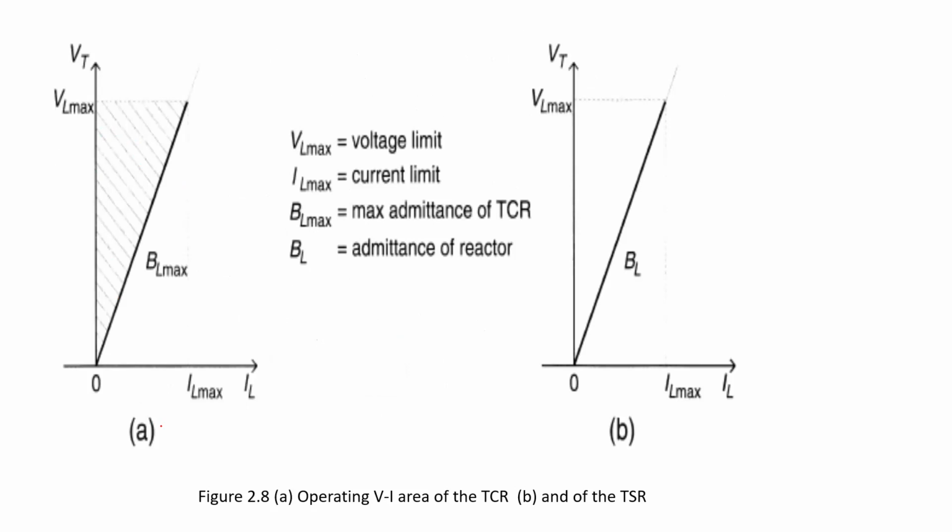So this represents the thyristor controlled reactor, and this represents the thyristor switched reactor. Here this area represents the controllable values, isn't it? Whereas here we are not going to control, it is either going to conduct or going to switch off. So this is the representation of the VI area of TCR and TSR. The next one, the capacitor switching, we will see in the next slide. Thank you.